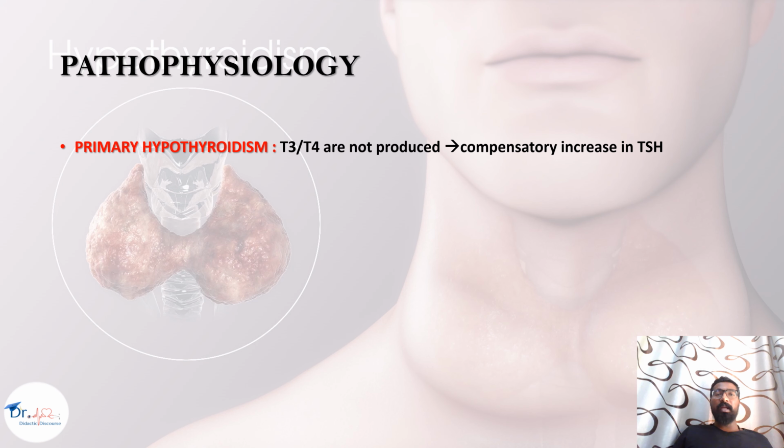So starting with primary hypothyroidism, as we discussed, primary hypothyroidism is where the thyroid gland produces less T3 and T4. So either T3 and T4 are not produced, or there is insufficient thyroid hormone production. That leads to a decrease of T3 and T4 in the blood. So that results in a compensatory increase of TSH levels that causes primary hypothyroidism.